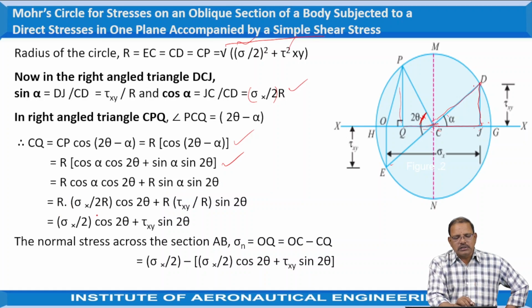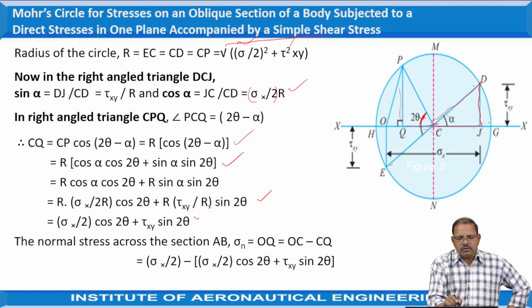Here R cos alpha, we already determined, is equal to sigma x by 2R into cos 2 theta, plus R into sin alpha, which is 2xy by R, into sin 2 theta now. Here sigma x by 2 is the common term we have taken, which is equal to cos 2 theta plus 2xy sin 2 theta now.